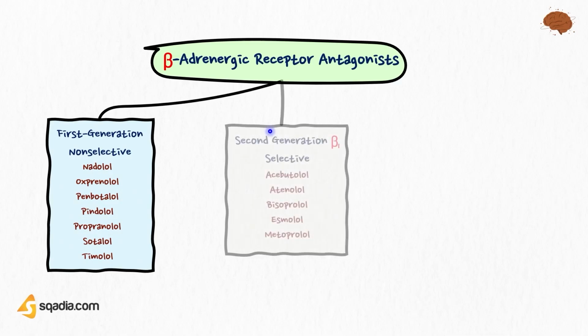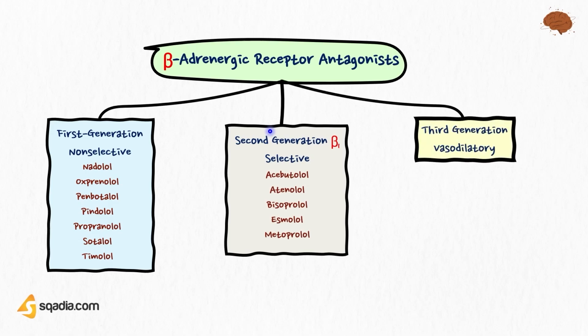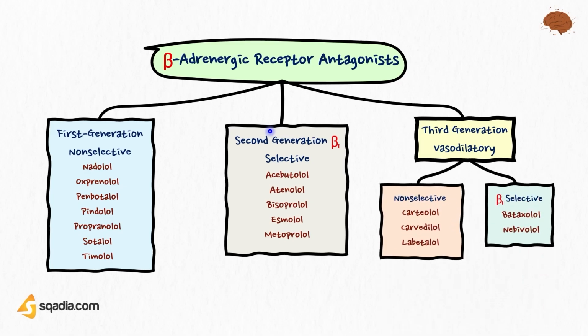and then second generation, beta 1 selective, and then third generation, which is also vasodilatory, and it can also be classified into 2 more types, non-selective and beta 1 selective. First we will understand what this generation means. Basically, all these beta blockers are divided based on their properties, selectivity, and clinical uses.